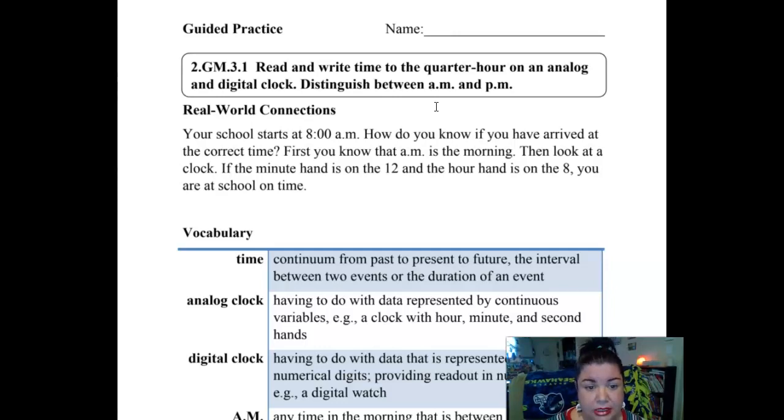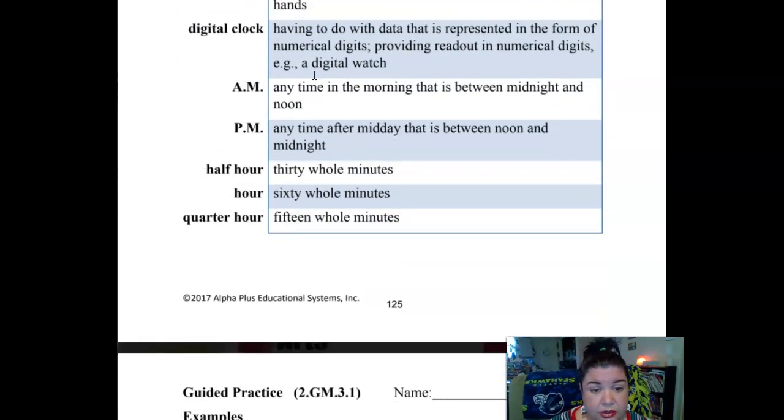So how does that affect us? Why do we need to know that? So let's say that your school starts at 8 a.m. or maybe you're homeschooling and you don't start till 9:30. Well, how do you know if you're starting or arriving at the correct time? Well, first, AM is in the morning. Then you look at the clock. So if the minute hand is on the 12 and the hour hand is on the 8, then you're at school at 8 o'clock. Okay? If the minute hand is on the 12 and the hour hand's on the 9, then you're at school at 9 o'clock. Okay?